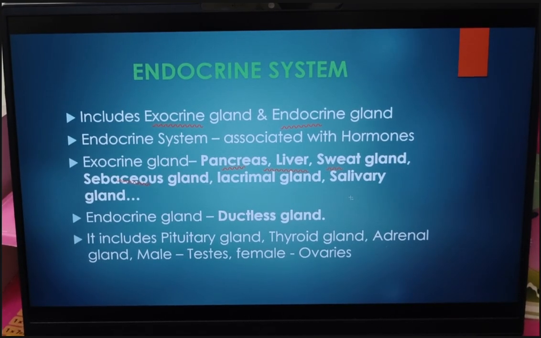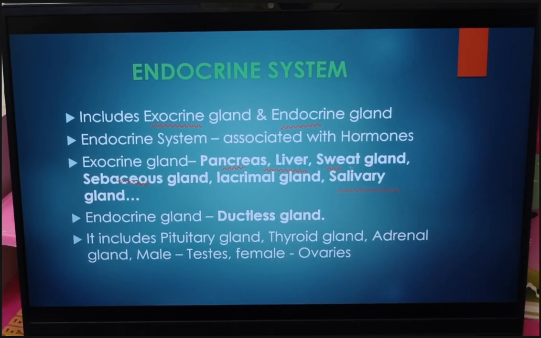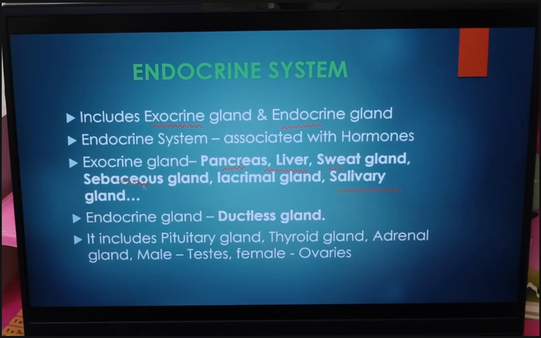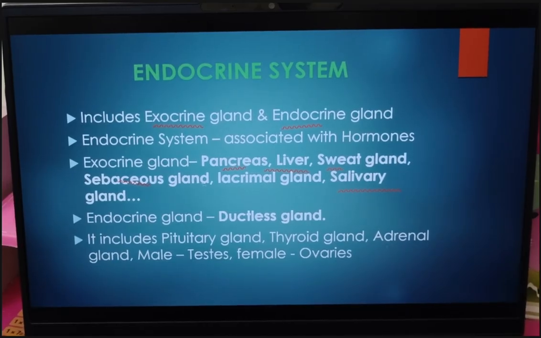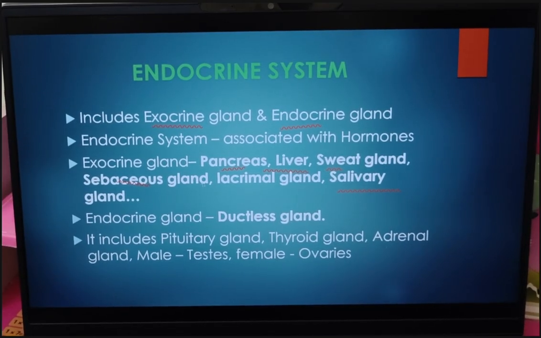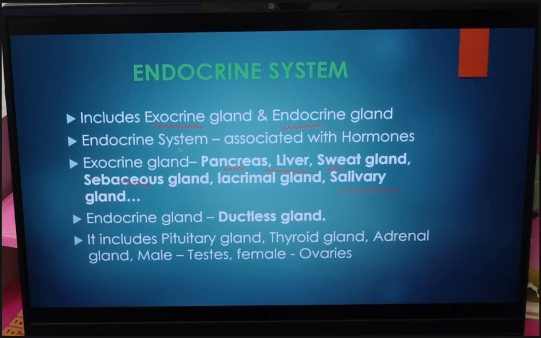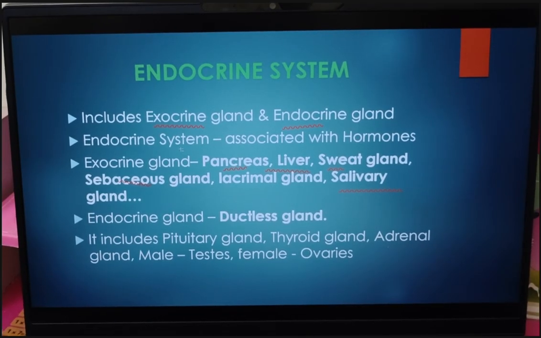Say for example, saliva is secreted from the salivary gland, sweat is secreted from the sweat gland. Sebum, a type of oil secretion in our body to remove dust and dirt, is secreted by the sebaceous gland, and the lacrimal gland secretes tears. All these have a duct to secrete their secretions out, so they are called exocrine glands, which have a duct to carry their secretions, and they do not drain directly into blood.